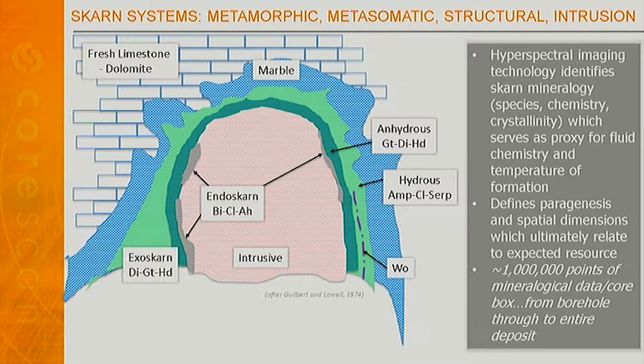And I put this in here just to remind myself to point out that for each of the couple of skarns I'm going to show you, we have about 1.5 billion spectral signatures for each one. So we have 1.5 billion alteration points. That's what's going into these models that I'm going to show you.